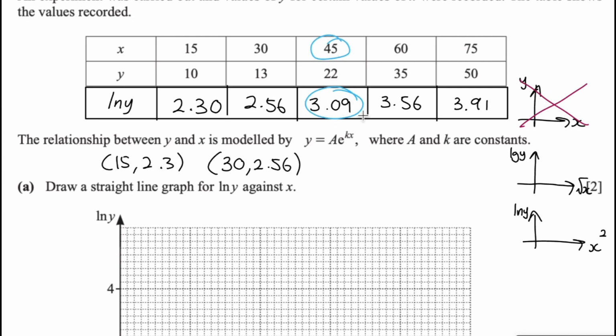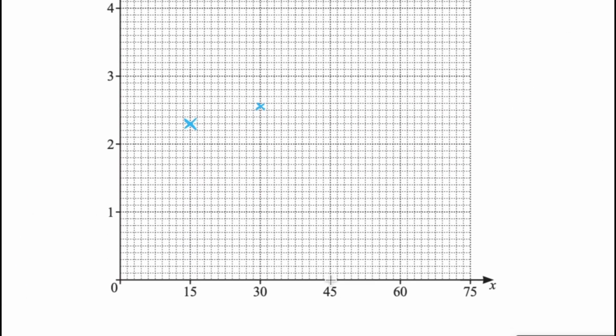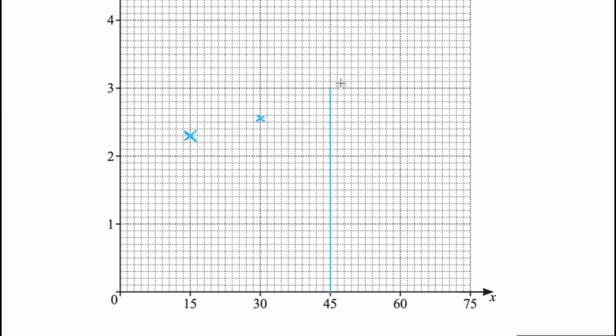So 45, 3.09, that's another pair of coordinates. I'm just going to take them here. Okay, 45 is all the way down here. I'm just going to draw this blue line going up to maybe 3. 3.09 is really close to 3.1, so I'm going to mark the point at 3.1 itself. And that's going to look something like that.